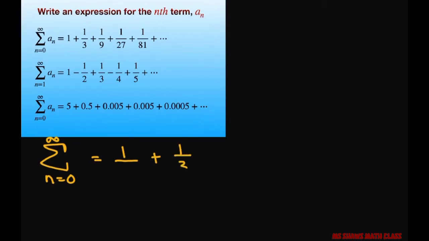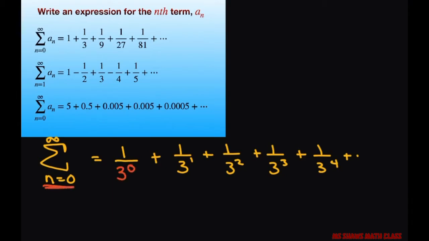1 divided by 3 plus 1 divided by 3 squared plus 1 divided by 3 cubed plus 1 divided by 3 to the 4th plus dot dot dot. So this is 3 to the first power. So I'm going to go back to this one and write this as 3 to the 0 power because we're starting at n equals 0. So this is like your first term, a sub 0 plus a sub 1 plus a sub 2 plus a sub 3 plus a sub 4. I'm saying sub for subscript.